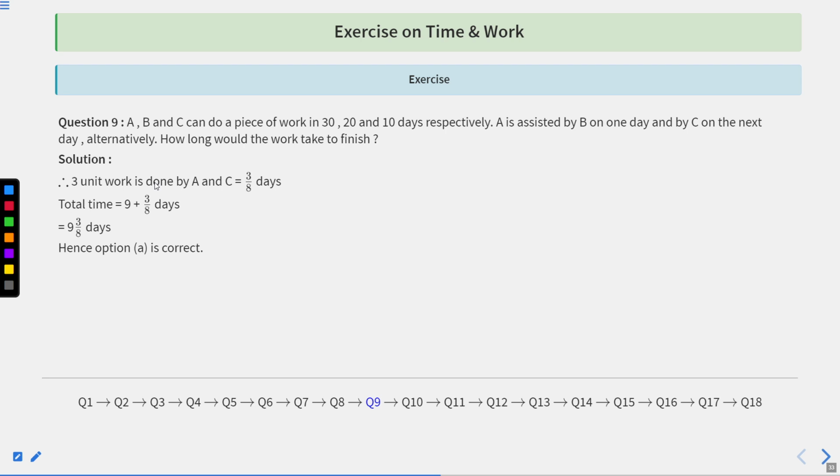So therefore, 3 units of work are done by A and C in 3 upon 8 days. So the total time will be the sum of all these two, that will be 9 and 3 by 8 days. That is option A.